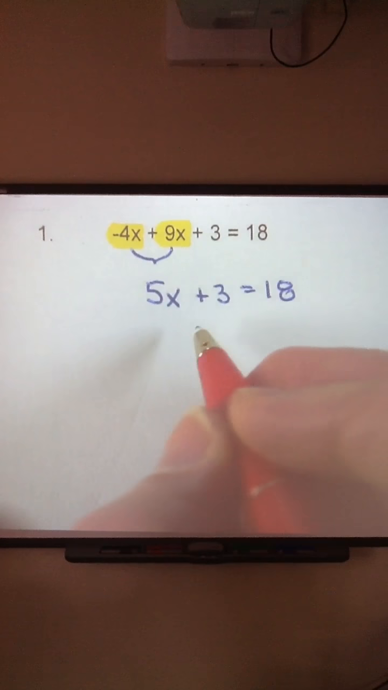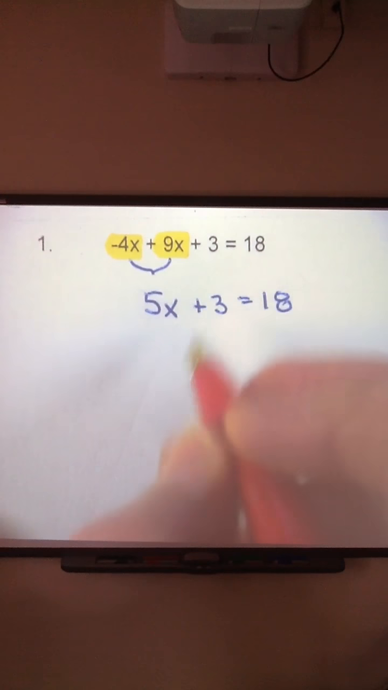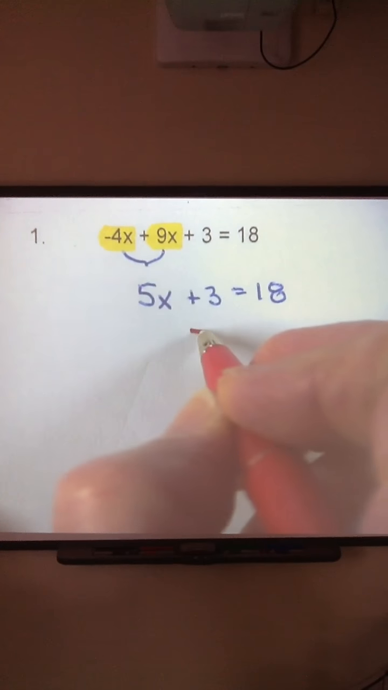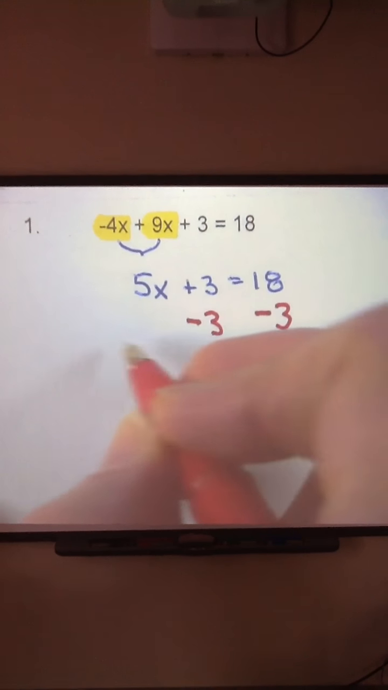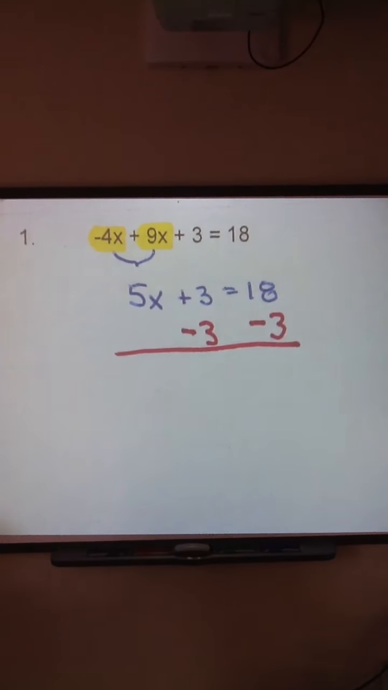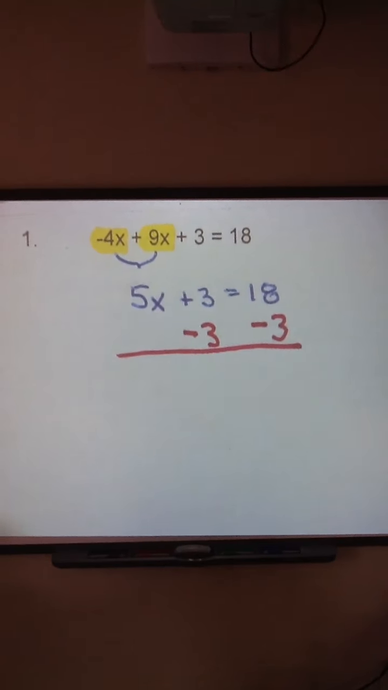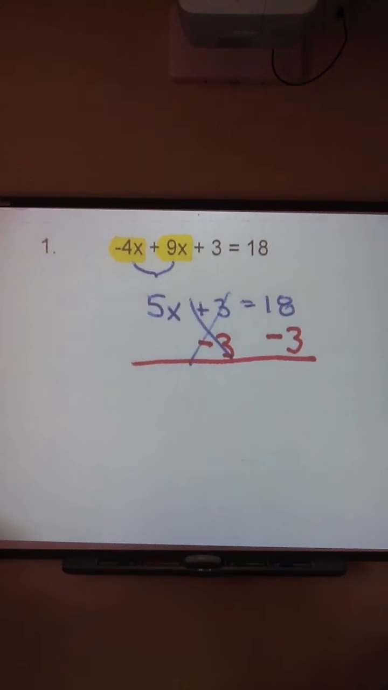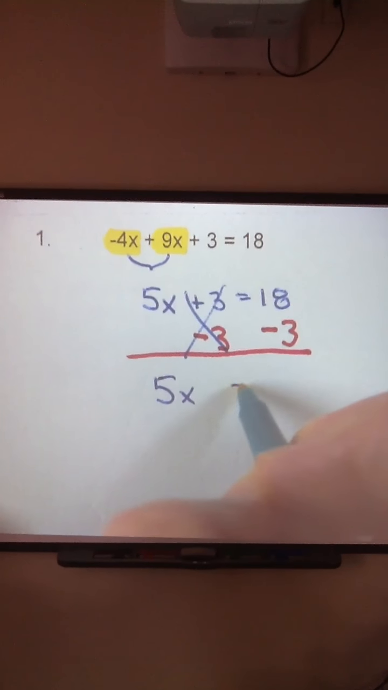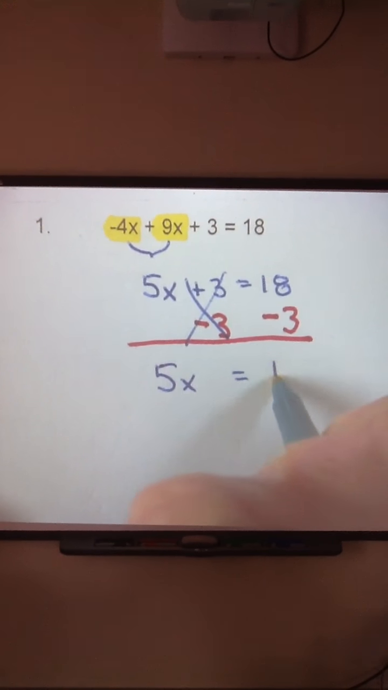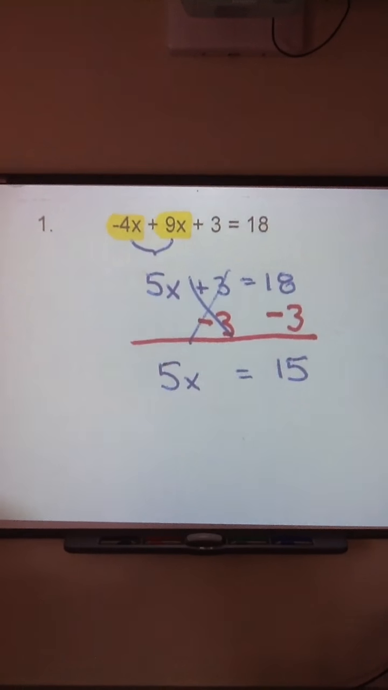So once again, we would start by undoing the adding 3 by subtracting 3. Remember, what you put on one side, you must put on the other. So we subtract 3 from each side. The plus 3 and the minus 3 eliminate each other because they're opposites. Leaves us with 5x on the left, and then the 18 minus 3 gives us 15 on the right.